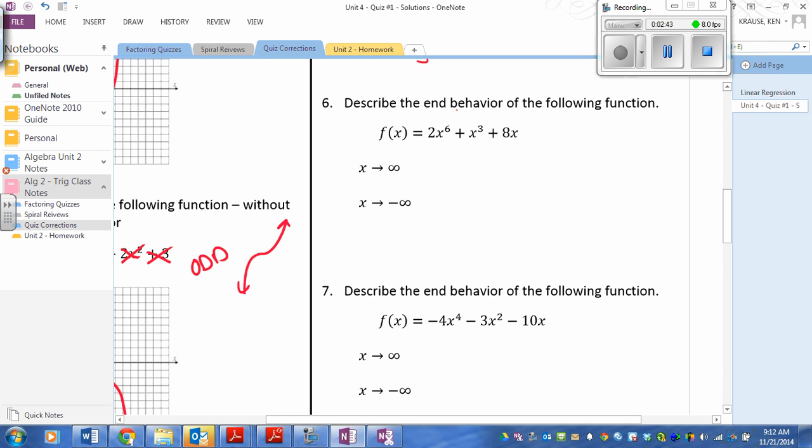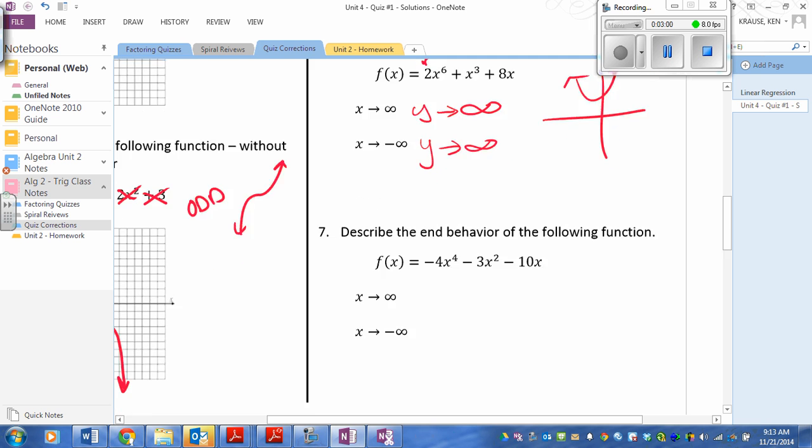This is an even exponent, so the arrows are pointing in the same direction, and because it's got a positive leading coefficient, they're both pointing up. So I know they're both pointing up. That means it doesn't matter what direction I go, y is going to be pointing towards positive infinity.